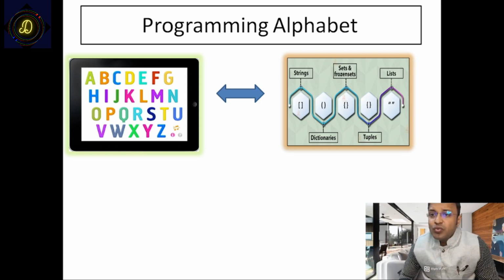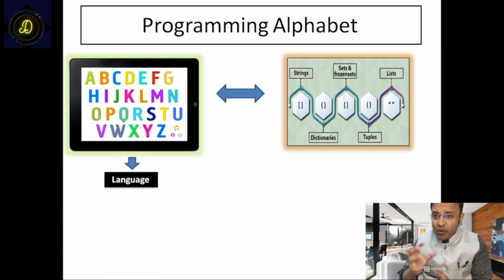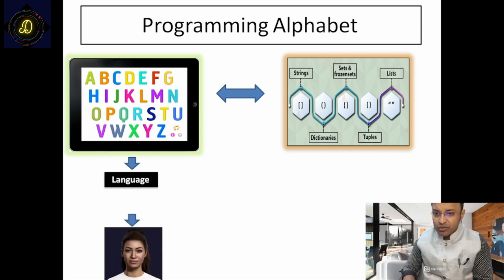With our own language, we have alphabets and we create language out of that. How can we create language? First, we concatenate A, B, C, D in different permutations and combinations to make words, and then we combine words to make sentences, and with those sentences we can express our language, right?